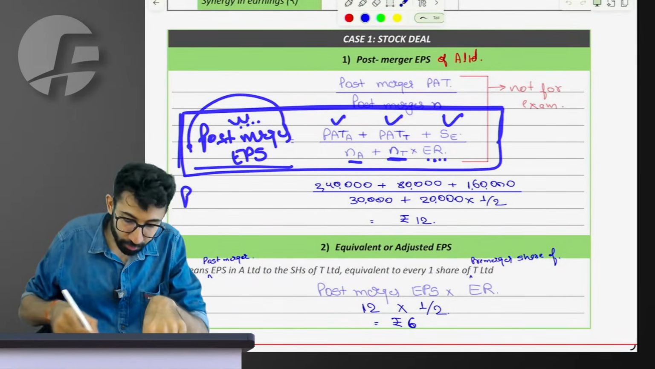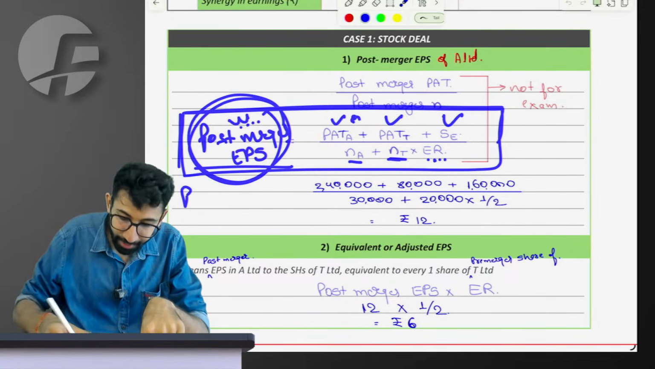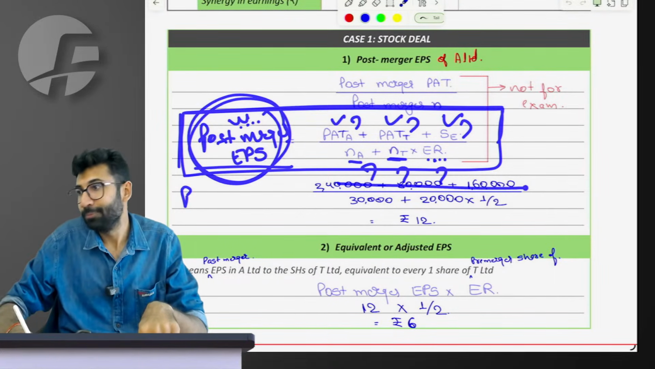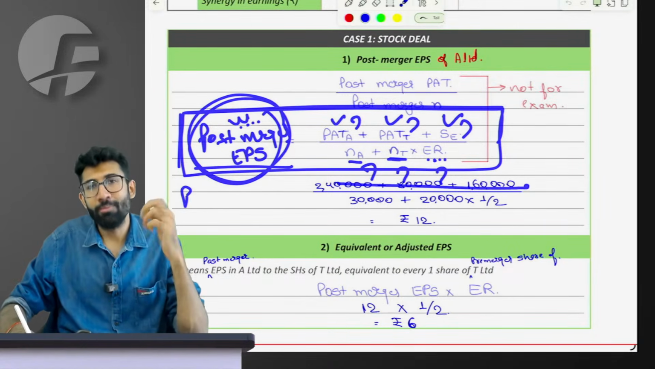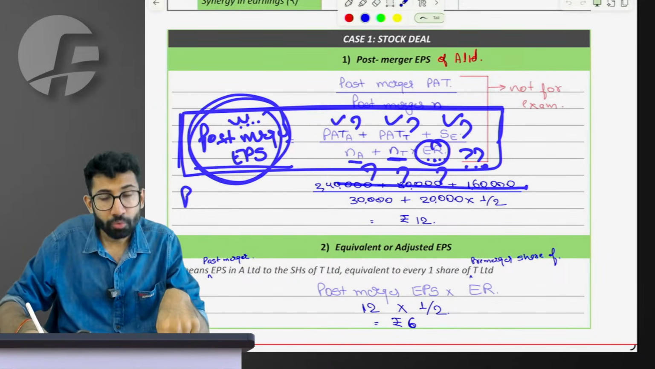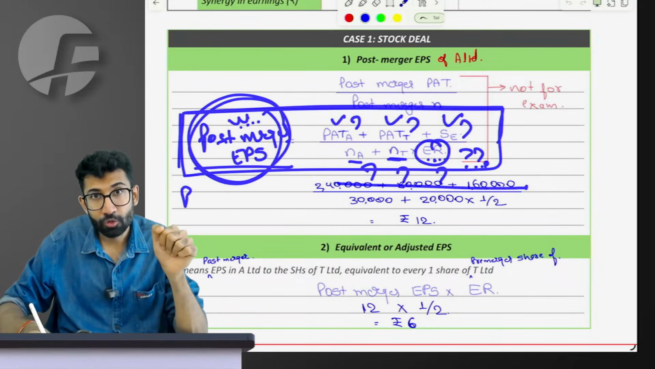But if post-merger EPS is given to me, then I can reverse calculate any of the other variables used in this formula. Yes or no? If the examiner gives you post-merger EPS, can you not back calculate the exchange ratio, which should be there to get that post-merger EPS?